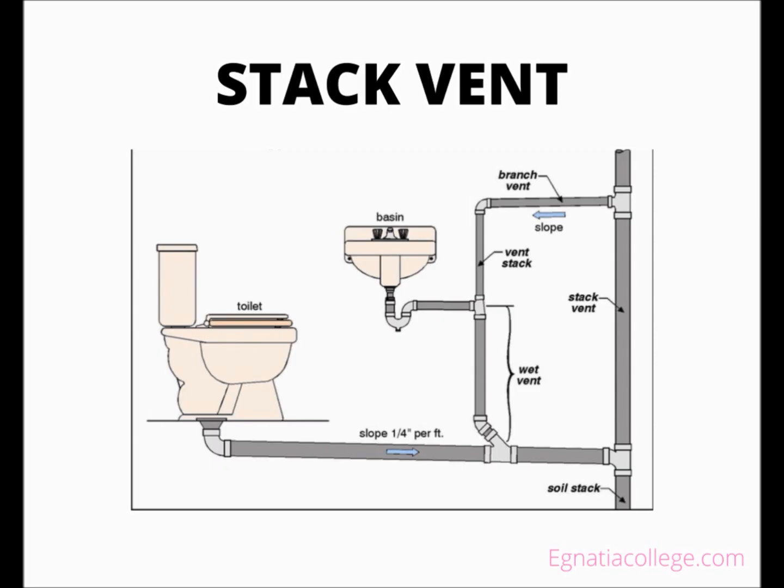Most codes dictate that the stack vent cannot be transitioned horizontally until it is 6-inch above the flood level rim of the highest fixture connecting to the waste stack. When a battery vented horizontal branch is used, most codes allow the stack vent to serve as the required relief vent for certain designs and to receive the loop vent.